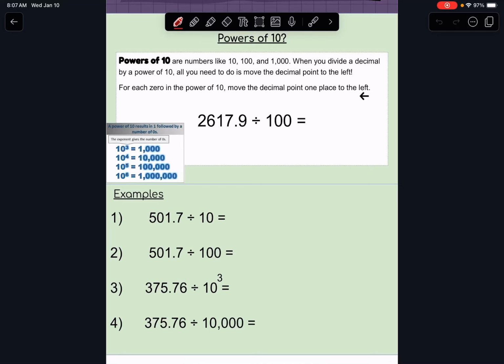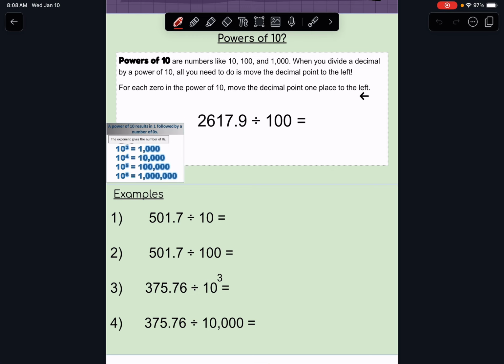Hey guys, in this video I will be teaching you how to divide decimal numbers by powers of 10. Powers of 10 are basically numbers that have a 1 and 0s next to it. And when you divide a decimal by a power of 10, all you need to do is move the decimal point to the left. So numbers like 10, 100, 1000 are powers of 10. And here's our example.